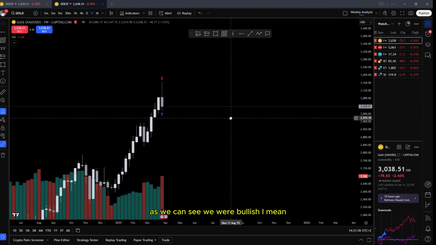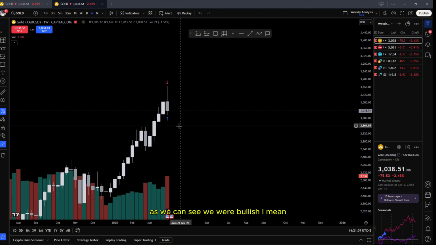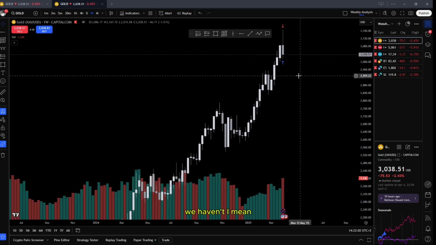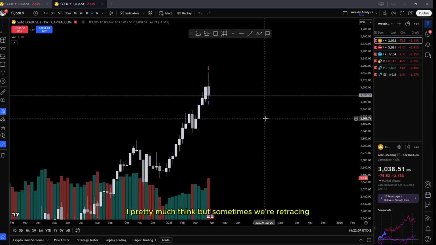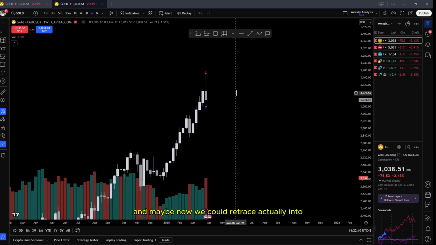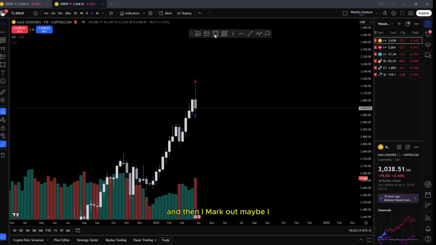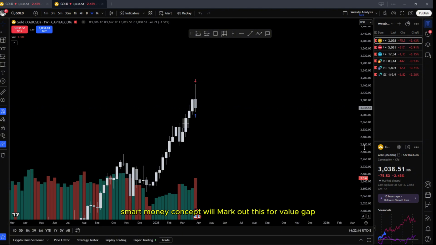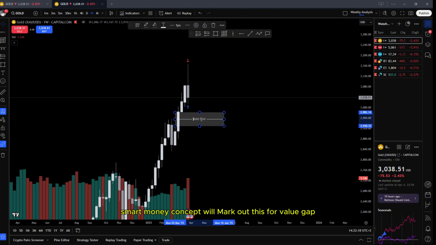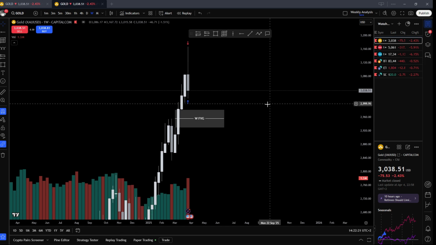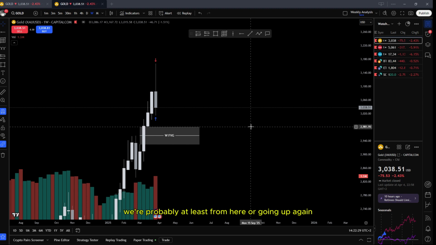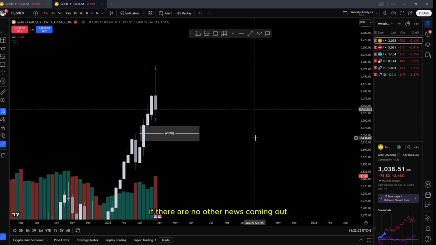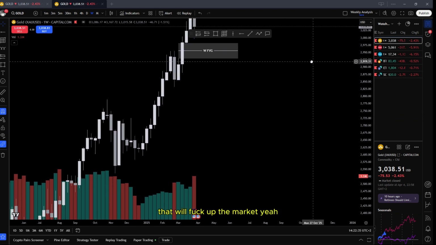As we can see, we're bullish. Gold chart is always bullish on the weekly, I pretty much think, but sometimes we're retracing, and maybe now we could retrace actually into, and then I mark out, since I trade smart money concepts, I will mark out this fair value gap, call it weekly fair value gap, bam. So I know if price moves back into here, we're probably at least from here or going up again, if there are no other news coming out that will fuck up the market.